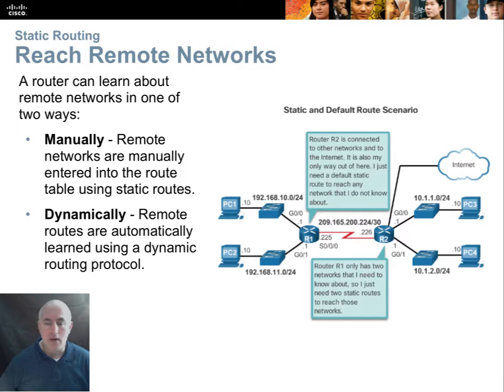With dynamic routing, Router 1 would learn this information automatically from Router 2 using a dynamic routing protocol. We'll be looking at dynamic routing protocols in our next chapter.